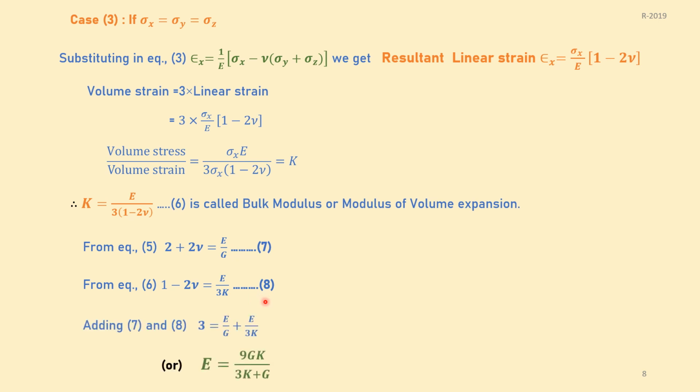So let us add equation 7 and equation 8. We are left with 3 is equal to E by G plus E by 3K, or putting it in a proper manner, E is equal to 9GK by 3K plus G. This is a very important relation, the relation between the various moduli of elasticity E, G and K.